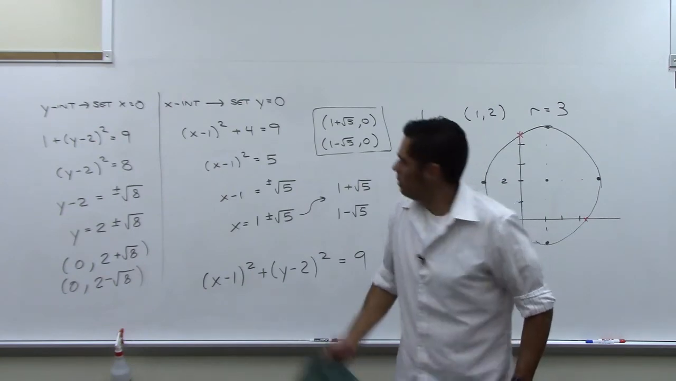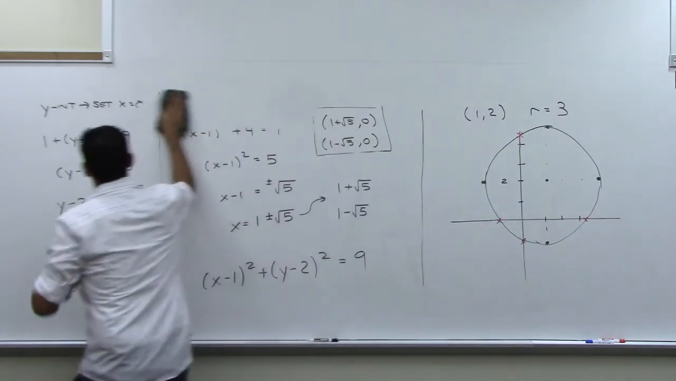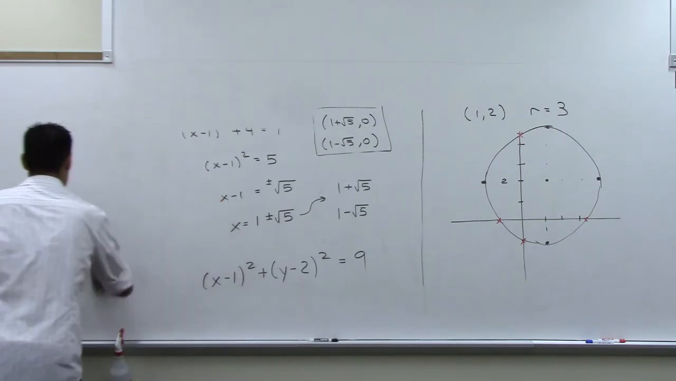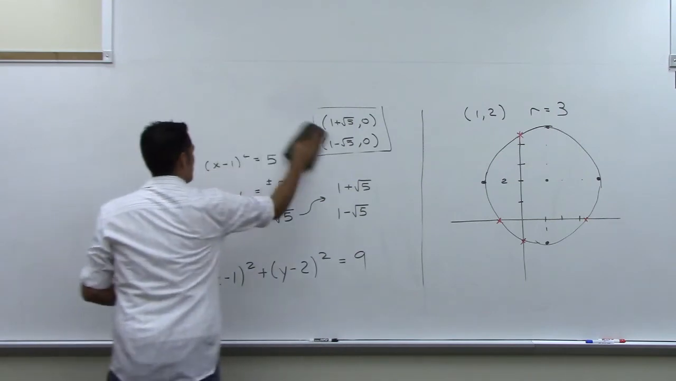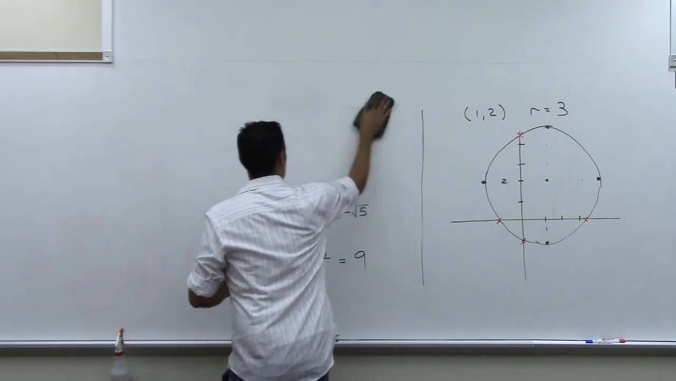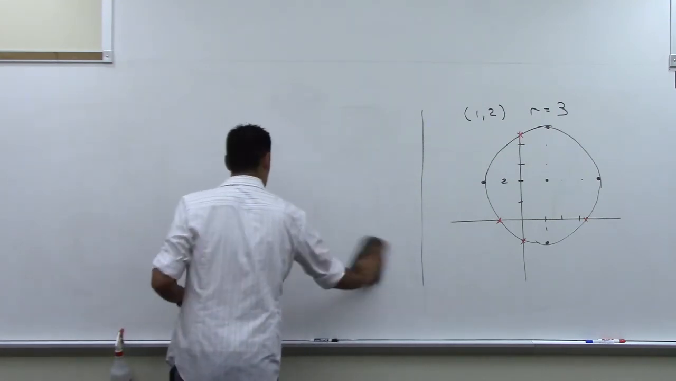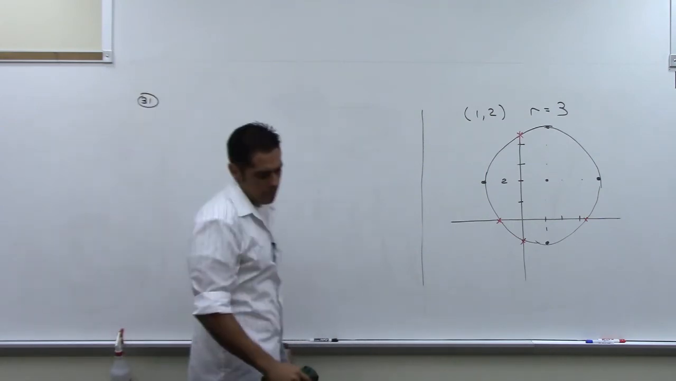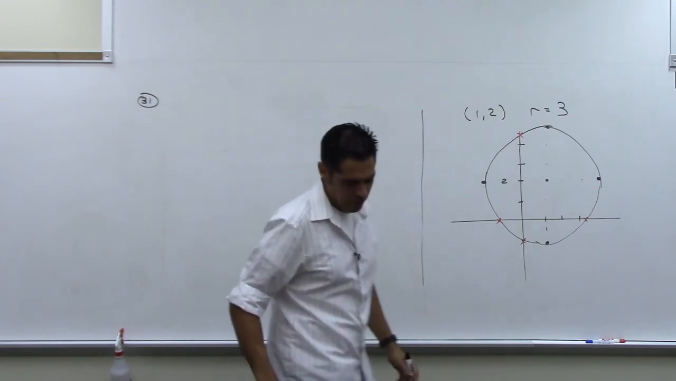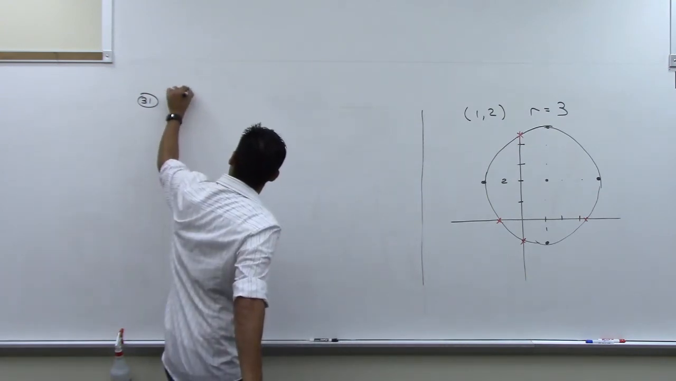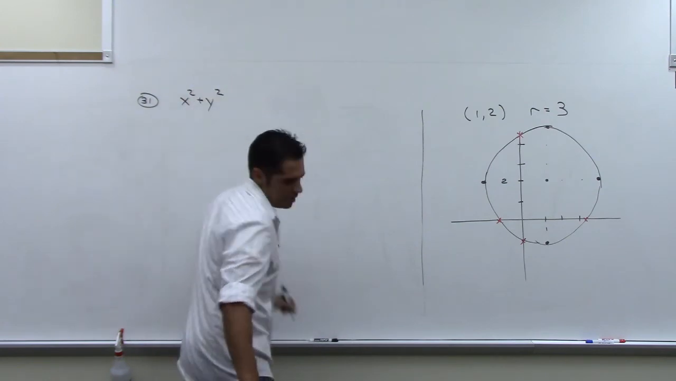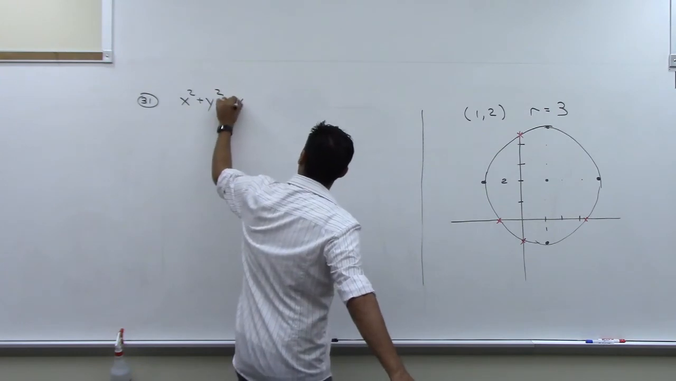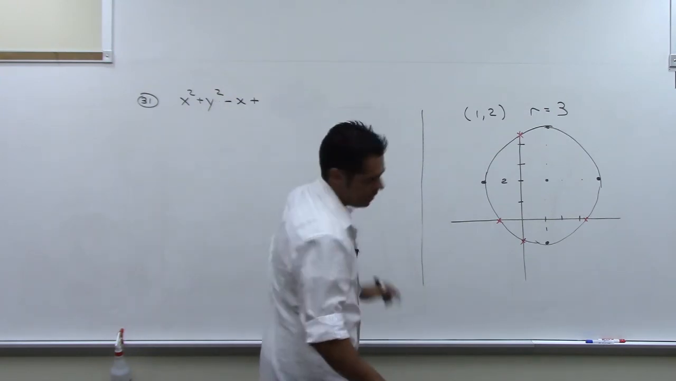Okay, 31. Looks like another good problem. X squared plus y squared. Kind of disappointed that none of our centers have had a plus in the formula. I was really hoping to get one of those. I think we're going to get one here.